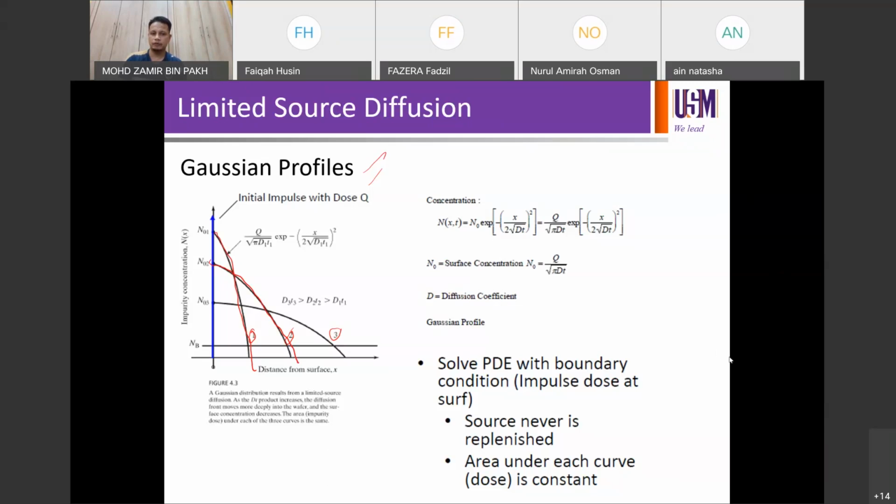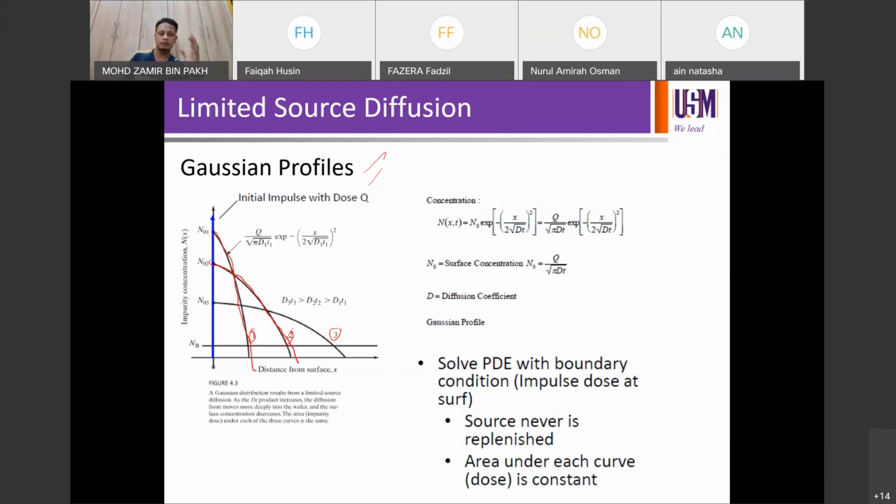Yep, right, okay. So if you go from process number 1 to number 3, Naim, is there any change of N naught? Any change from process 1 to 2 to 3? N naught ada beza tak? Yes, N naught decreases, right? So kalau kita tengok error function tadi, N naught maintain. If your process time increases, it's just going to go deeper, but without affecting the value of N naught. There's only one single value of N naught because you have constant source. So your N naught is constant throughout the process.